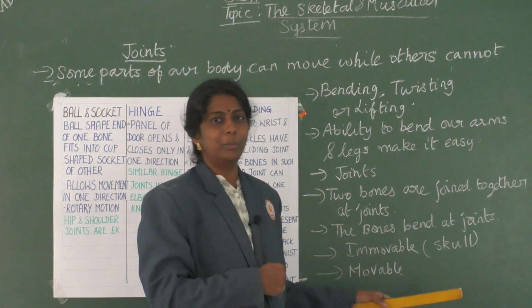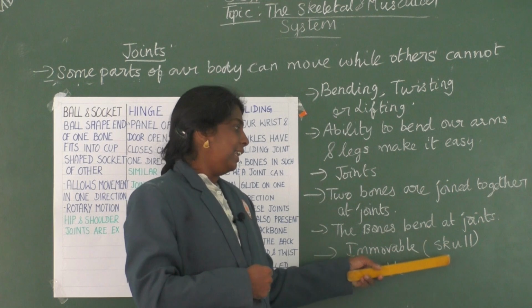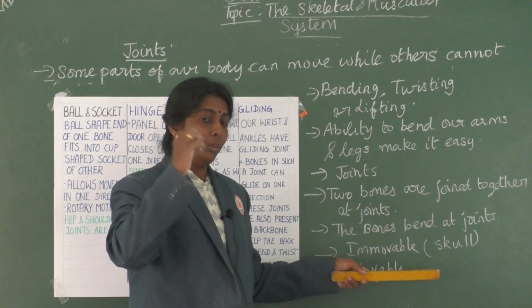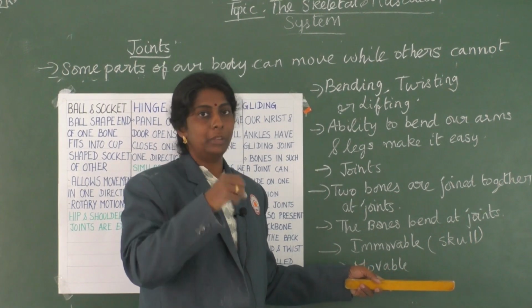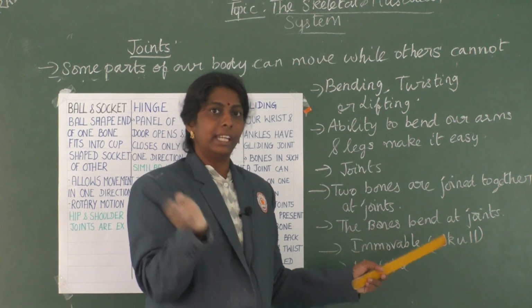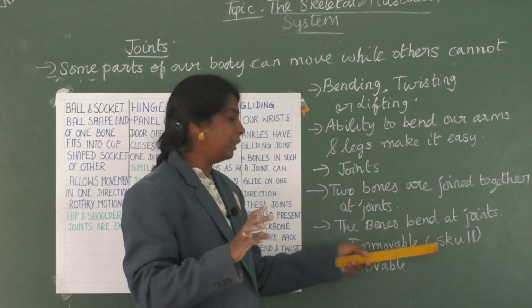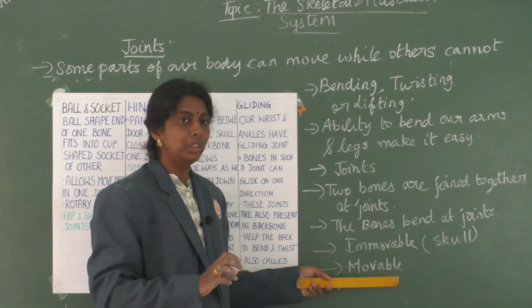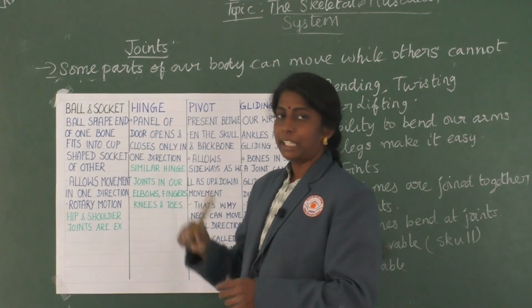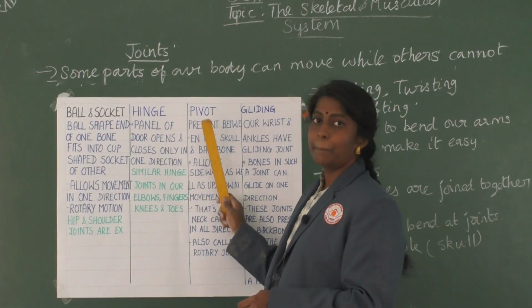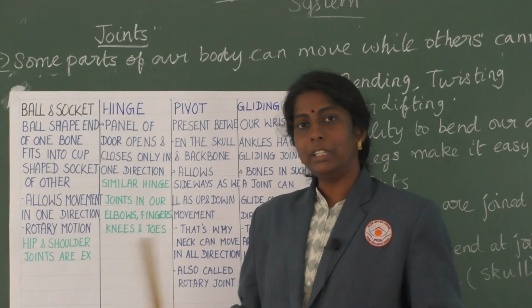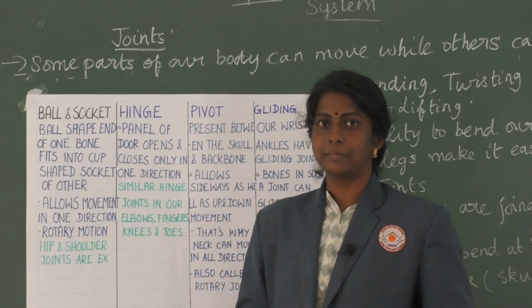Immovable joint and movable joint. The bones in the skull are an immovable joint. We can move the skull to some extent but not entirely, is it not? So it is an immovable joint. And then movable joints. There are different types of movable joint termed as ball and socket, hinge joint, pivot joint and gliding joint. So we are going to learn about all the different types of joint in detail.